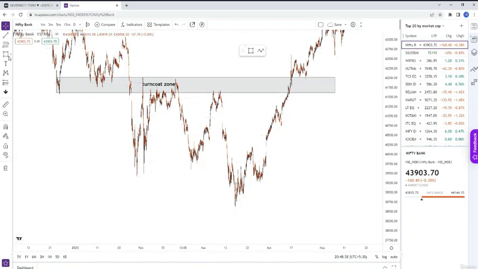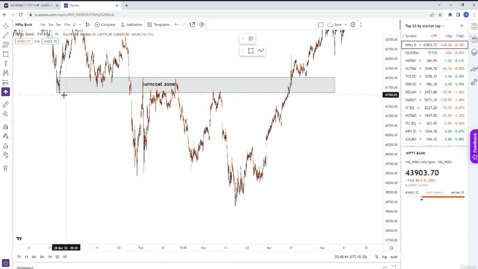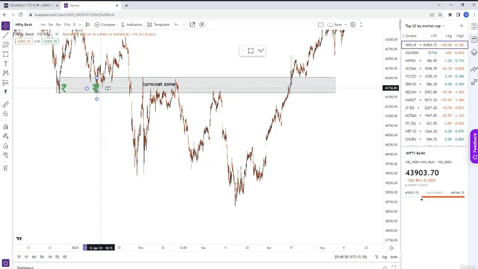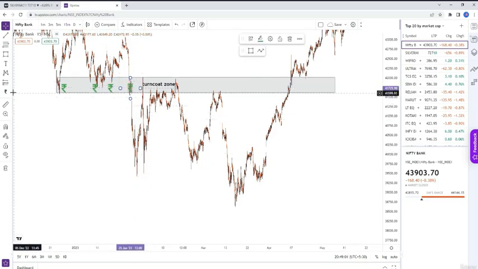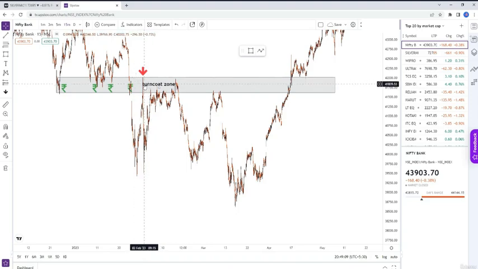you see there are multiple buyers, buyers, buyers, and when it broke, whenever it comes back to this area we always look for a selling opportunity on the first pullback. And again on the second pullback, third pullback, until it breaks up.